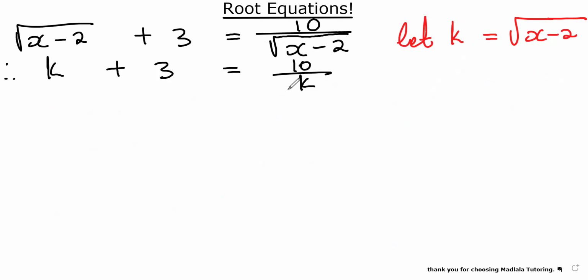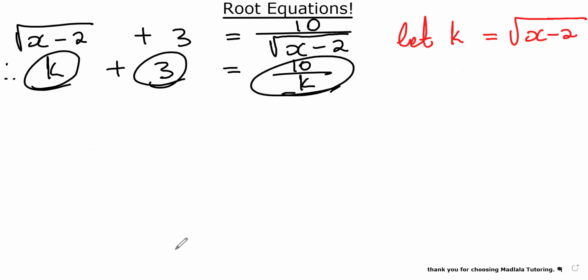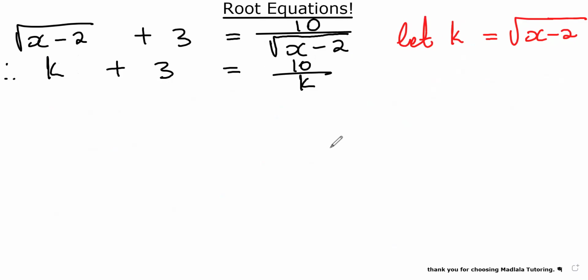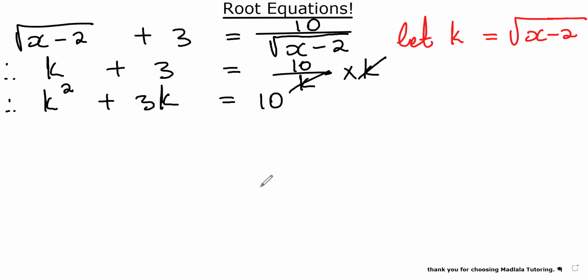Then, of course, our LCD is going to be k, and we multiply every term here by k, as we did with the square root of x minus 2 previously. So when we multiply k by k, we get k squared. When we multiply k by 3, we get a 3k. And on the right-hand side, we get a 10, because multiplying this by that, the k's will cancel out.